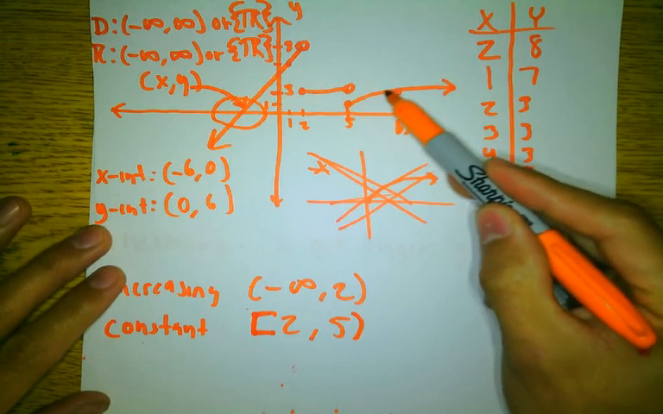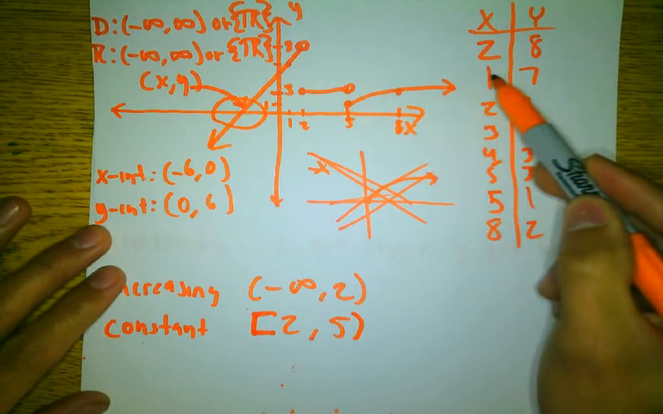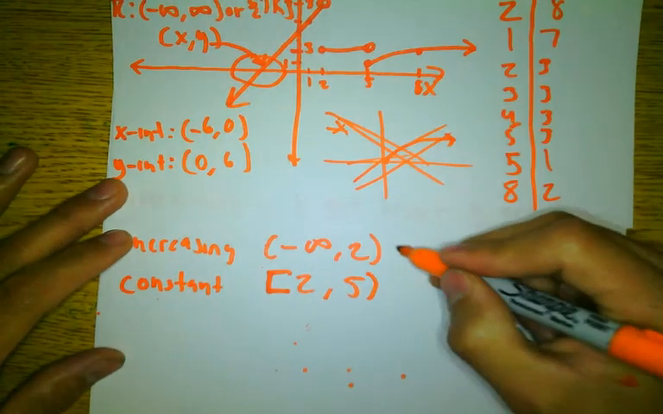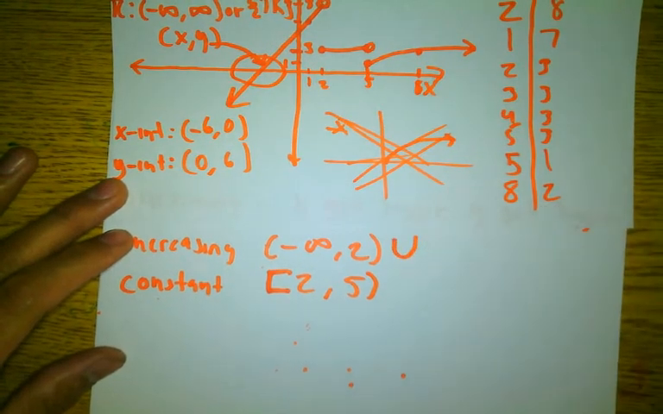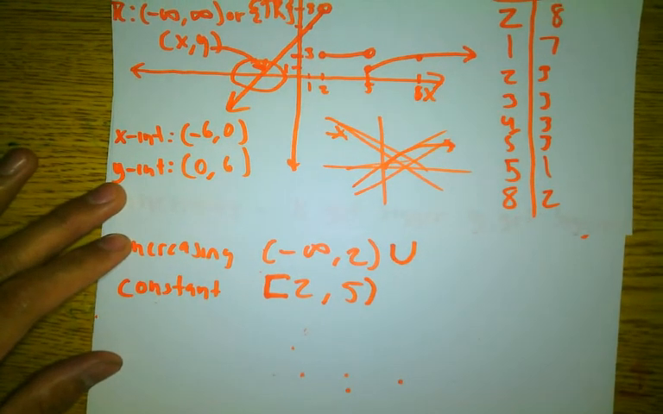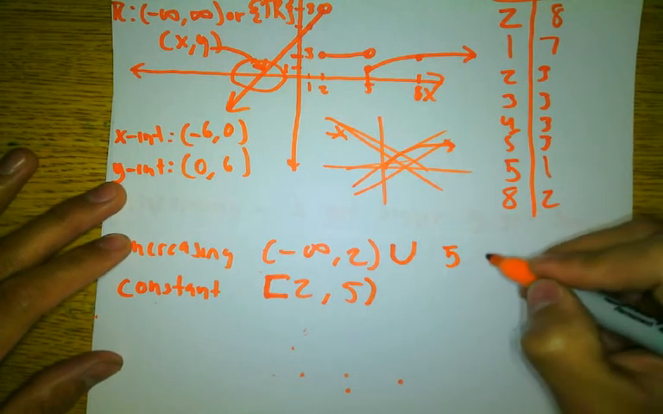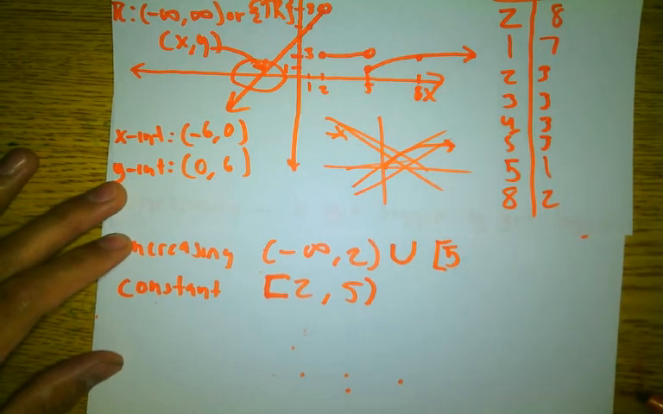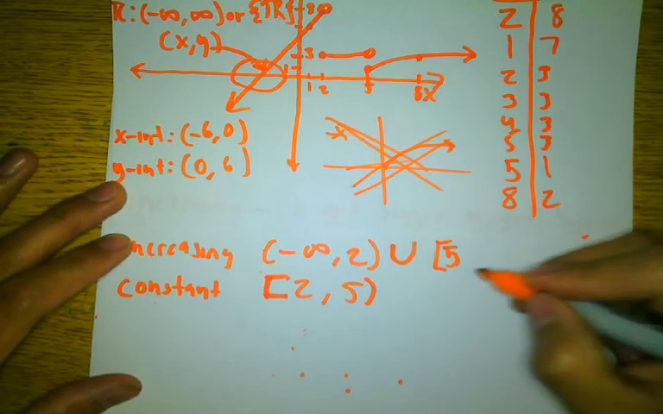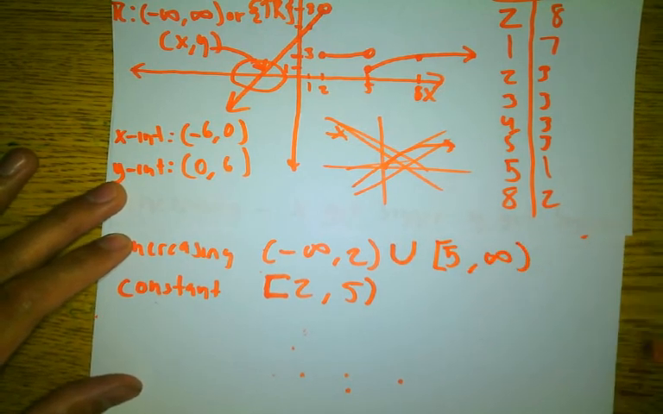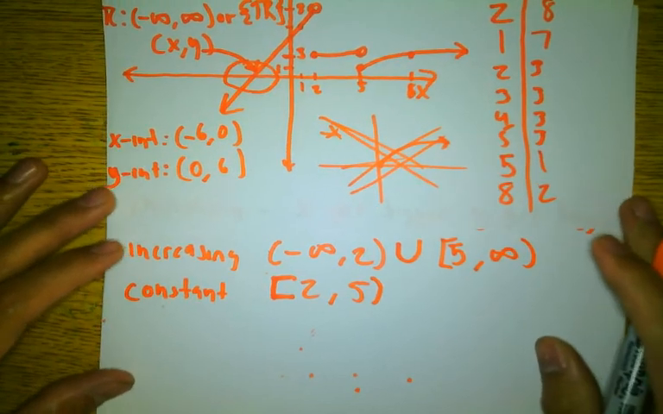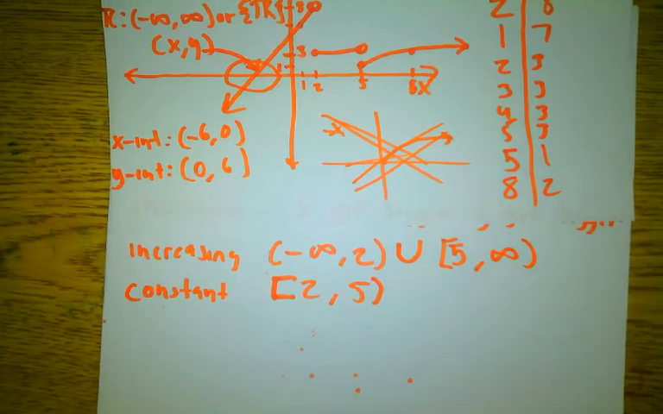What are the y values doing as x is getting bigger? So then after that, I'm also increasing, so I'm going to put a little union symbol. And from where? 5 to infinity. With a bracket, because I'm including the 5, to infinity, which I'm not. Okay? And that is piecewise functions for you guys. Cool?